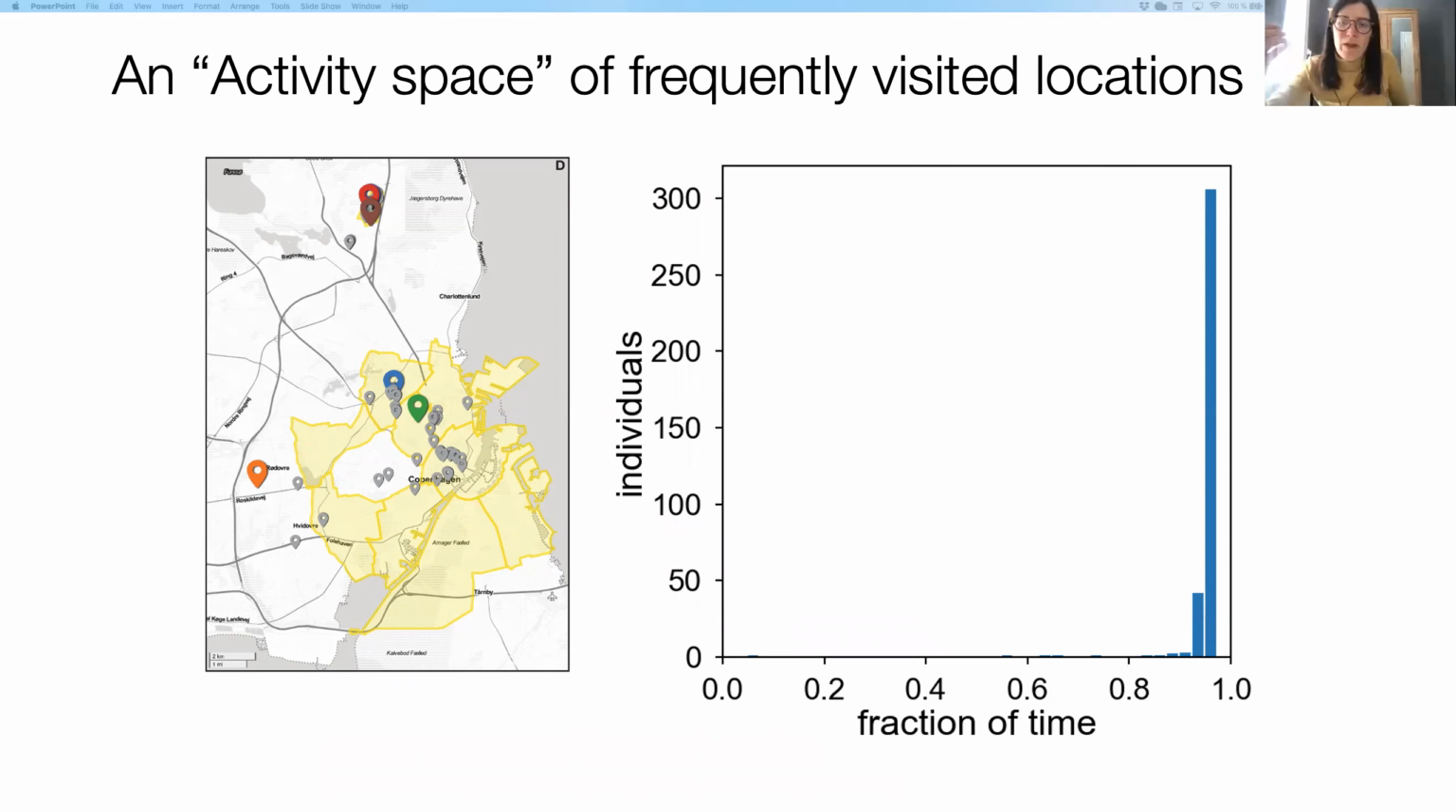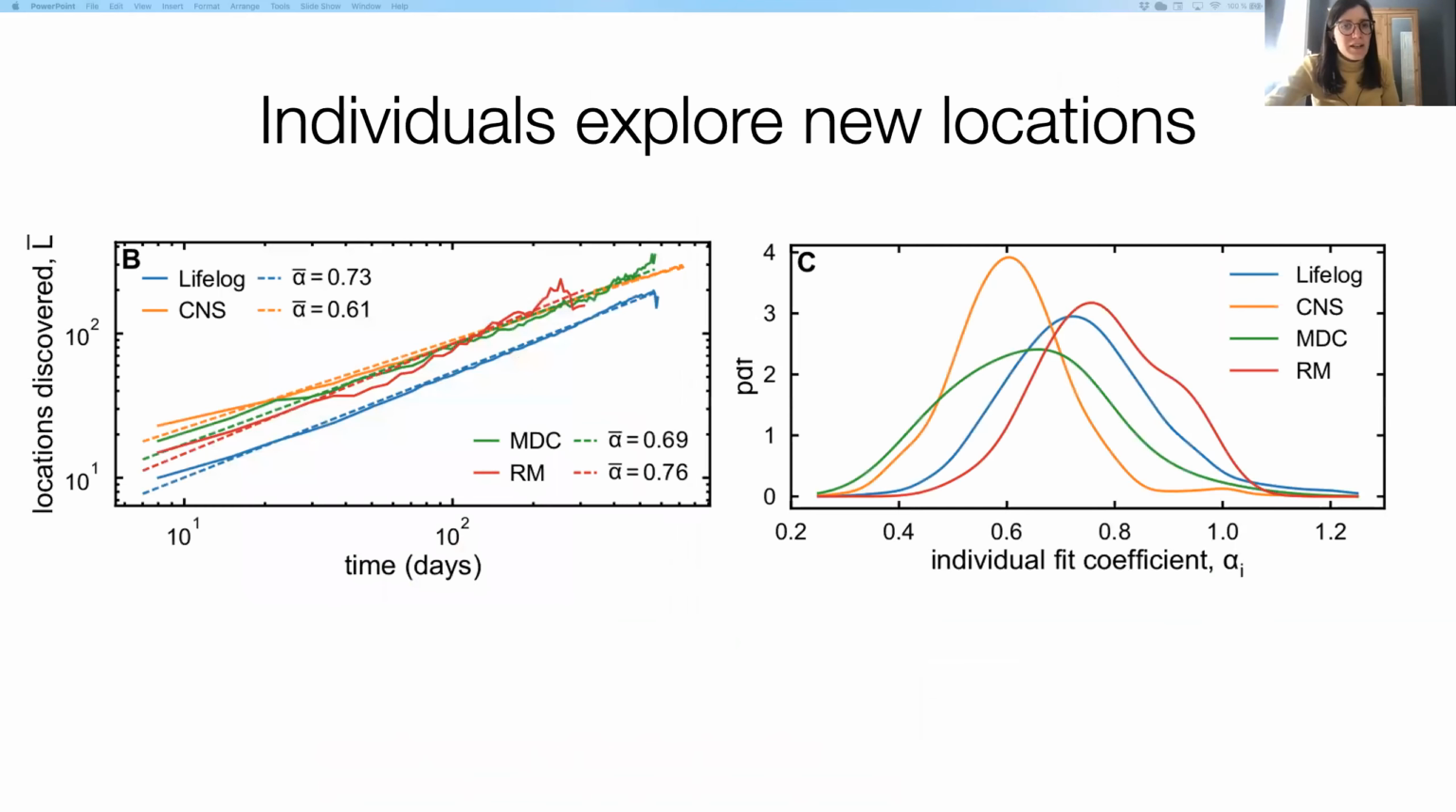There are different ways to operationalize the definition of activity space, but the key finding is that there's a small set of places that we go to again and again. This makes human mobility highly predictable because we recurrently go to this set of few places. But at the same time, in the literature, there was another finding: that people keep exploring new places. People keep going and going to new places.